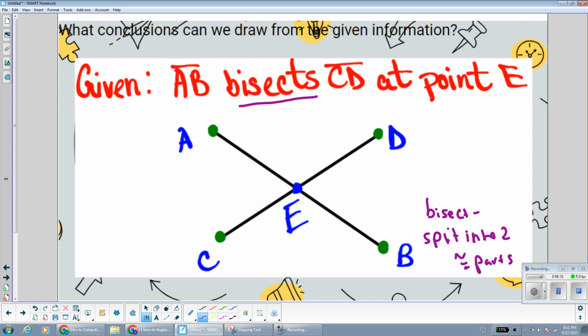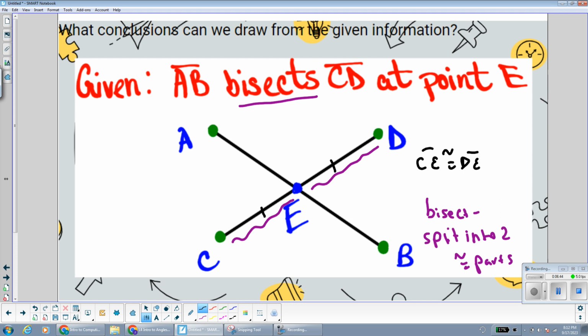So here, CD is the line segment that's getting bisected. AB is bisecting CD, so AB is doing the bisecting, but CD is the one that's actually getting bisected. Since CD is getting bisected, it's being split into two equal parts. So we know that this half of CD, CE, and this half of CD, DE, are equal to each other. I'm going to put a congruence mark on each piece to let me know that they're congruent to each other. So a conclusion that I can draw here is that CE is congruent to DE.